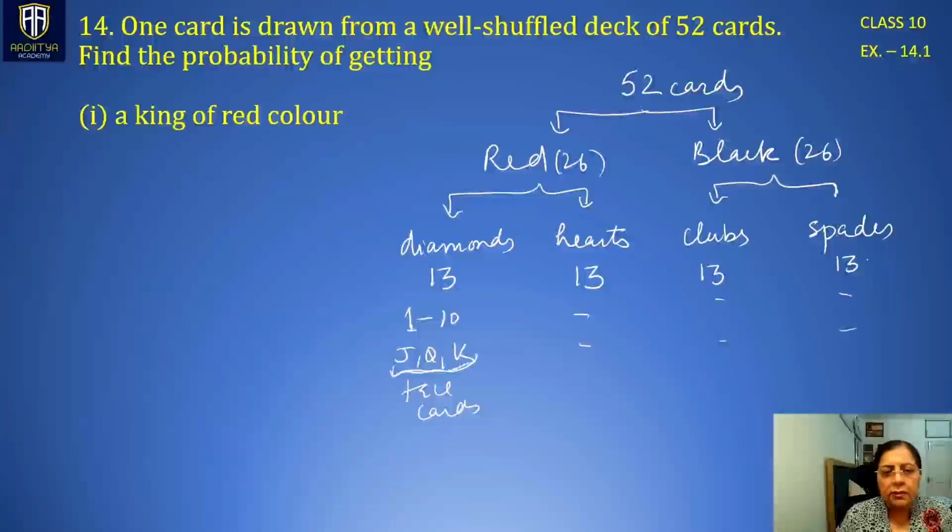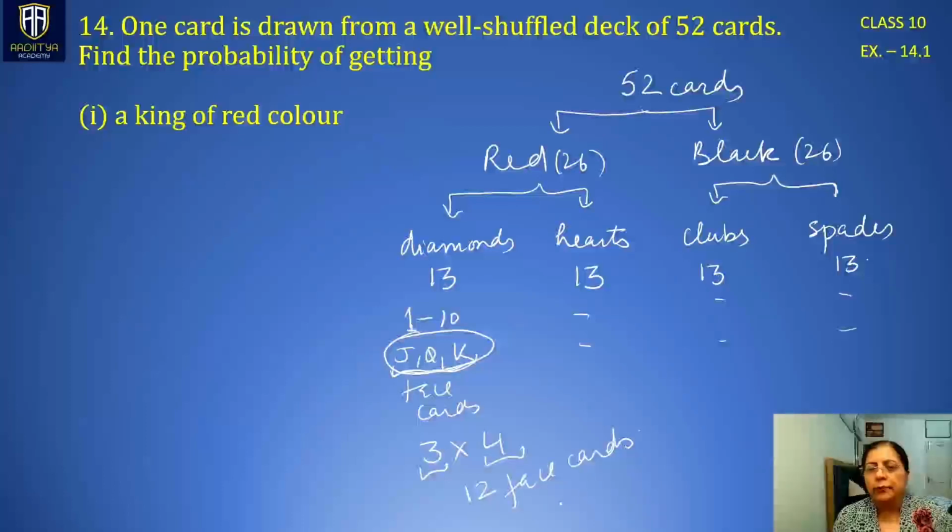We have 3 face cards in one suit, J, Q, K, and we have 4 suits. So we have 12 face cards in all. Right? So this was a short description of the types of cards in a pack of cards.